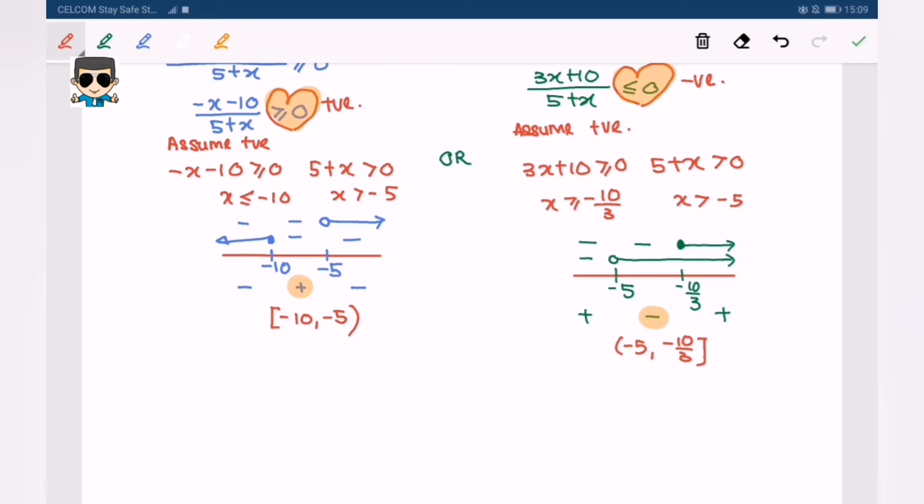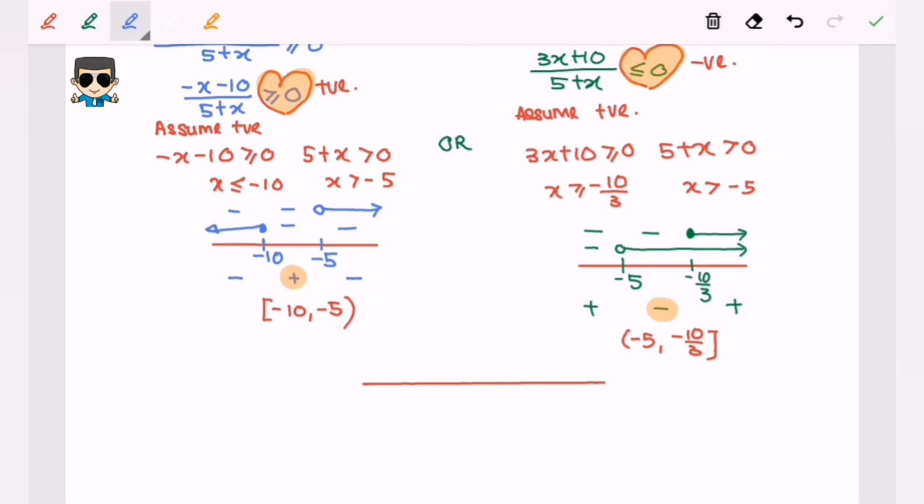So next, we are going to combine these two intervals. We are going to illustrate both intervals in the number line and then, based on the definition given in the question, I'm going to locate the values. Start with negative 10, followed by negative 5. Finally, we have negative 10 over 3. So first, look at the left hand side. So we have negative 10 included and negative 5 is not included. Kindly connect the points with a line.